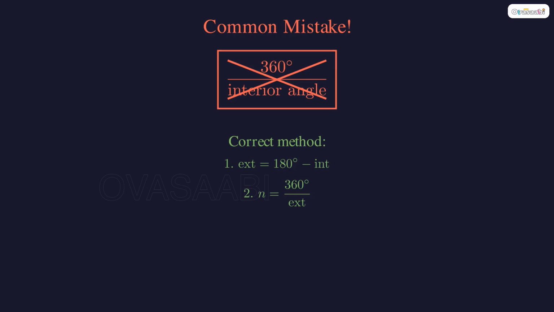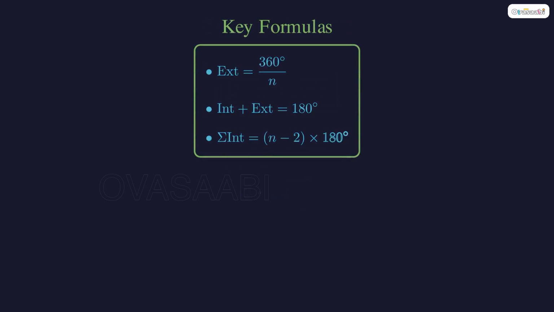Common mistake. Don't divide 360 by the interior angle. First, subtract from 180 to get the exterior angle, then divide. Remember, exterior goes into 360, interior pairs to 180, and n-2 times 180 gives the total. Easy.